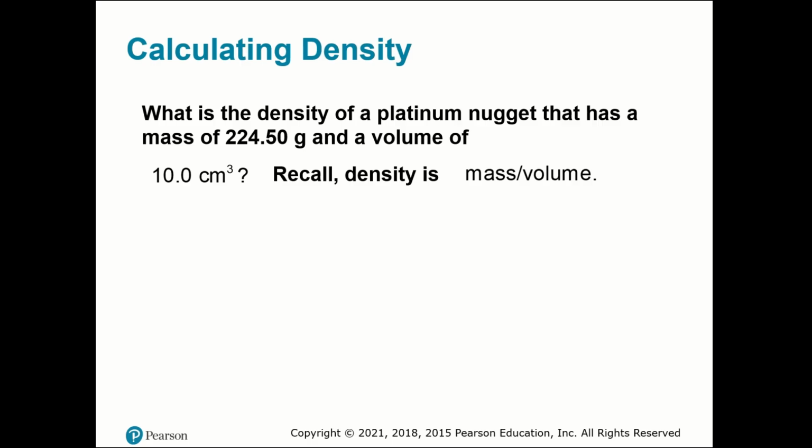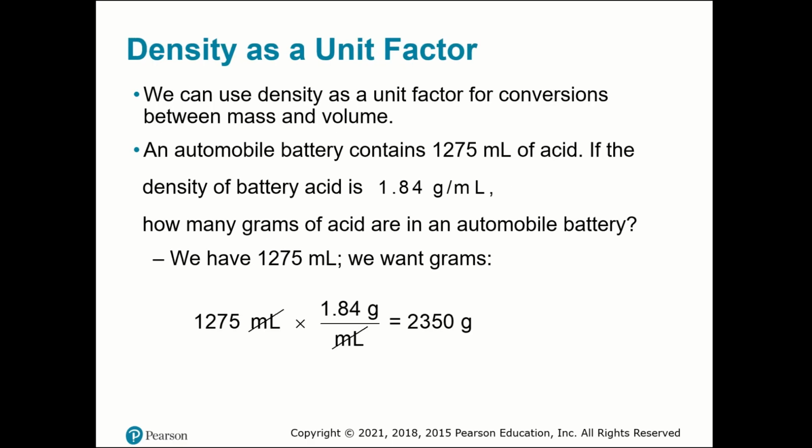So let's calculate first. What is the density of a platinum nugget that has a mass of 224.50 grams and a volume of 10 cubic centimeters? Recall the density is mass divided by volume. So the only thing you need to do here is divide mass by volume.